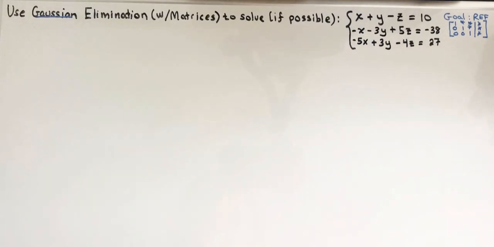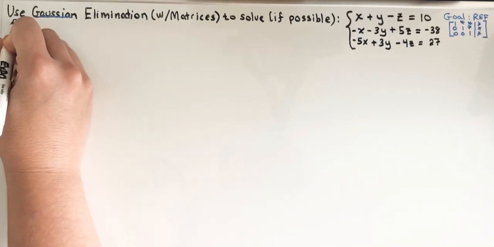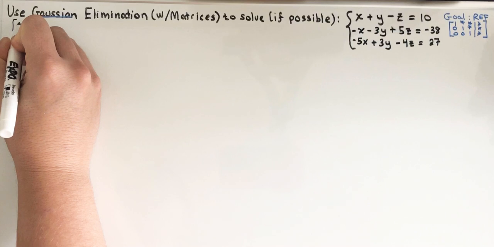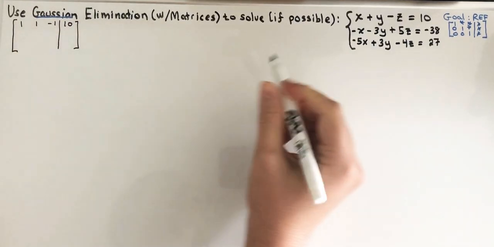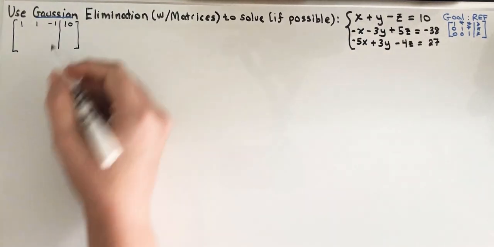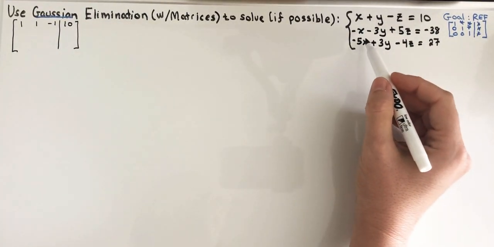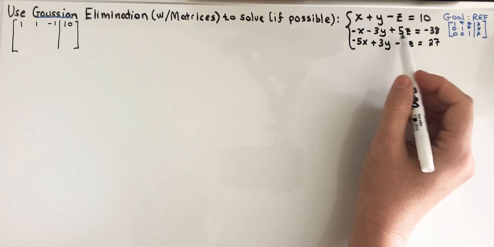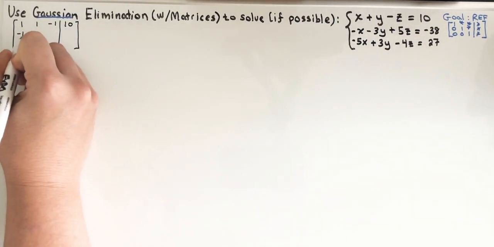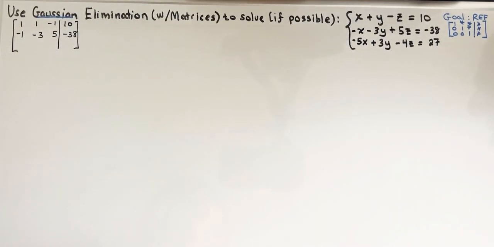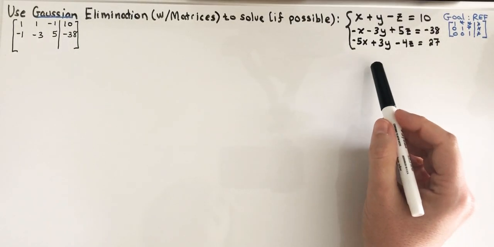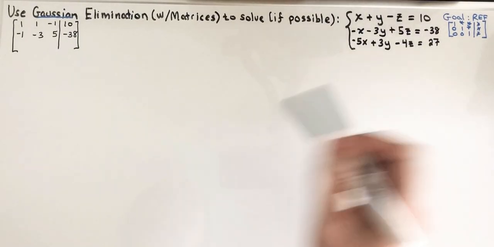Okay, so let's begin by rewriting our system of equations as an augmented matrix. So we write it as the first row being 1, 1, negative 1, 10. Again, these are my coefficients of x, y, z, and my constant column. I usually write that line there, indicating the constant column. Second row would be negative 1, negative 3, 5, negative 38. And catch me in case I make an error. That would mess up everything, so watch me carefully. The third row would be negative 5, 3, negative 4, 27.